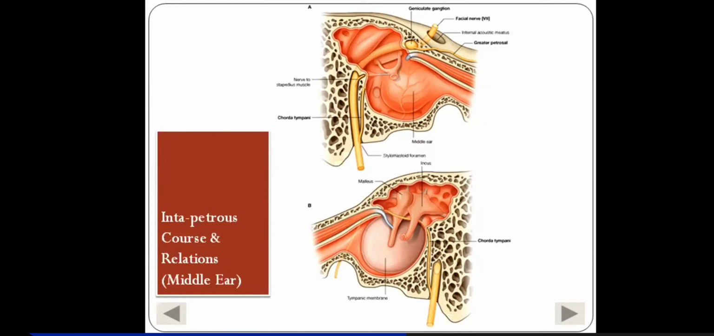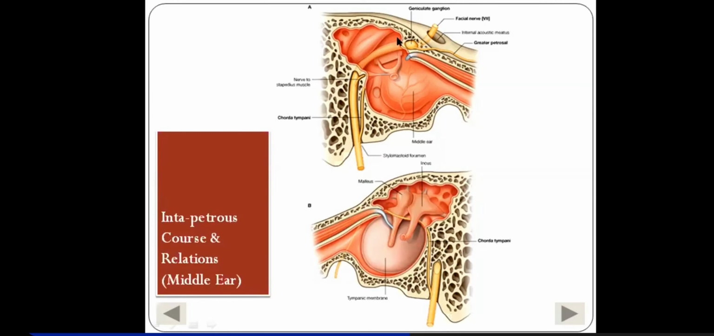This branch arising from the geniculate ganglion is called the greater petrosal nerve. The greater petrosal nerve, you can see, is perforating the tegmen tympani, which is forming the anterior wall of the petrous temporal bone. So it perforates here, and through the hiatus for the greater petrosal nerve, it emerges out and will reach the foramen lacerum. And there, the deep petrosal nerve will join to form the nerve of the pterygoid canal. Okay.